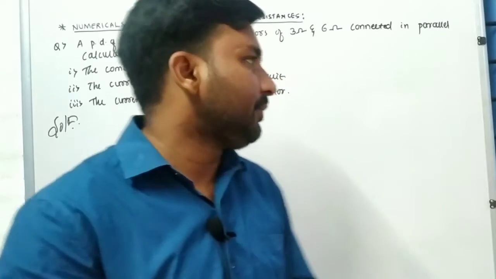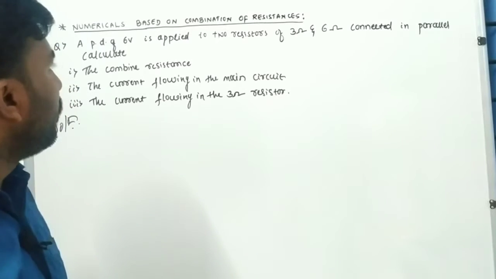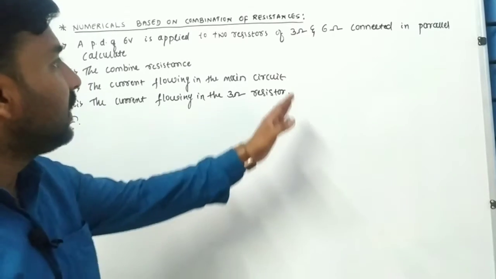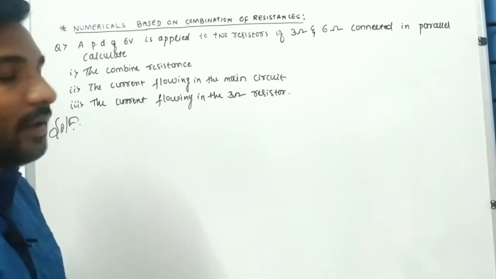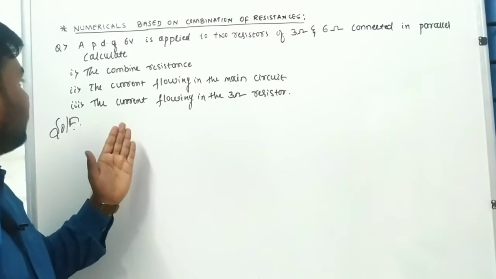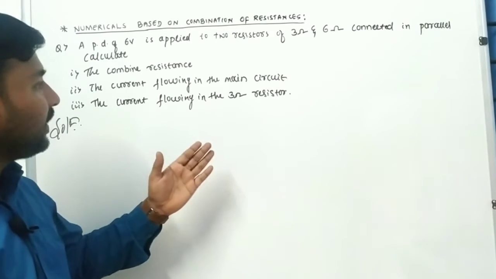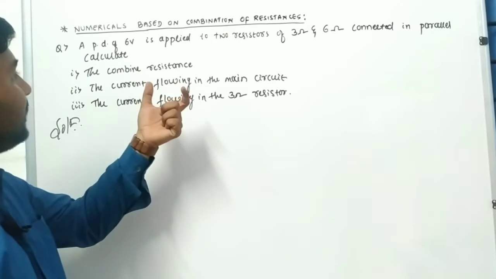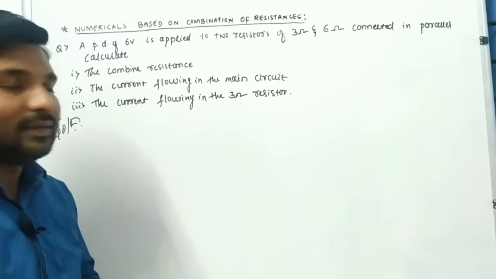The next question is, a potential difference of 6 volt is applied to two resistors of 3 ohm and 6 ohm connected in parallel. Calculate the total combined resistance. Second one, the current flowing in the main circuit. Third one, the current flowing in the 3 ohm resistor. So here they have given this in word format. We need to draw the circuit.